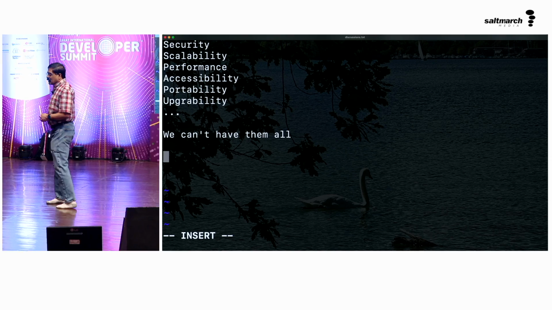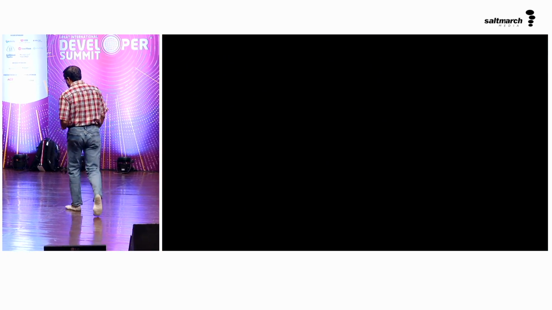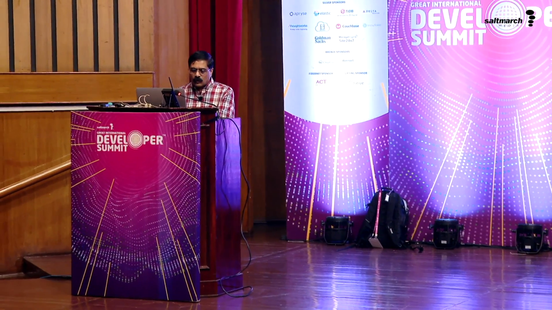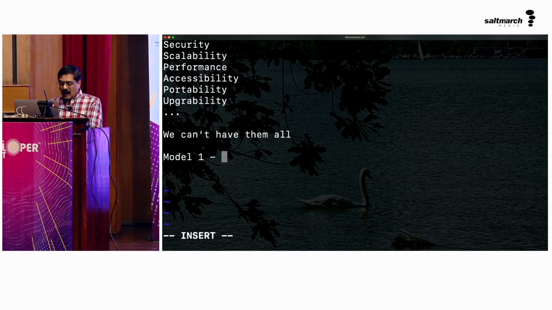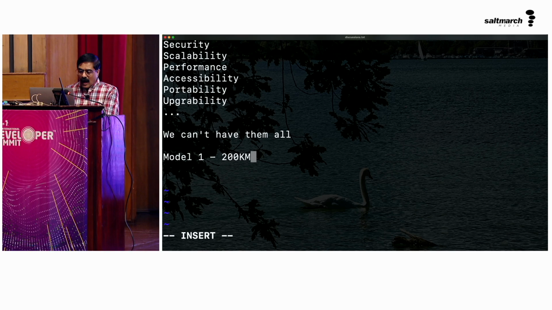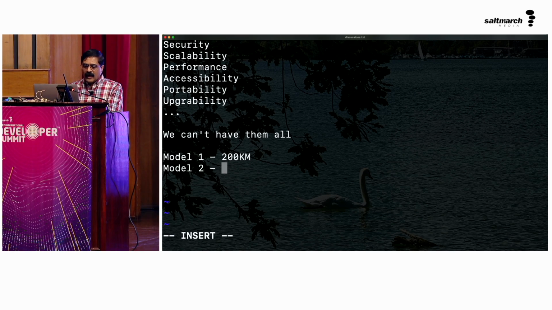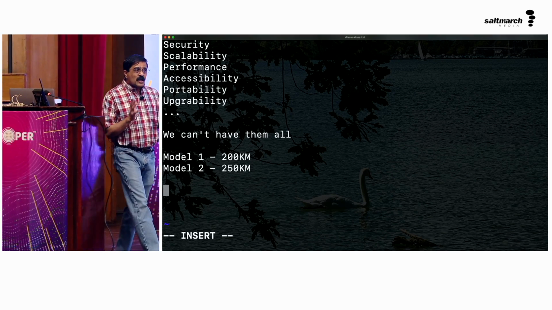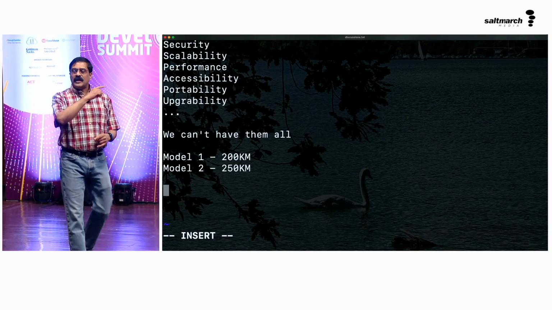Let's say there are 2 cars I'm looking at, and they tell me one car, we'll call it Model 1, so that we don't have to worry about any particular manufacturer, can drive at a maximum speed of 200 kilometers an hour. And I have a second car, Model 2, and this can drive at 250 kilometers an hour. So here's a question to you. Which of those 2 cars do you think I should buy?